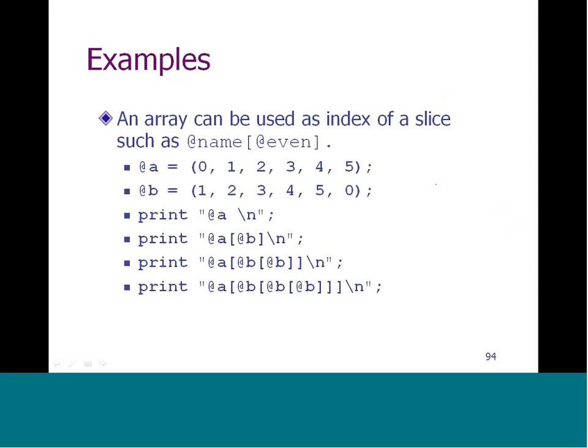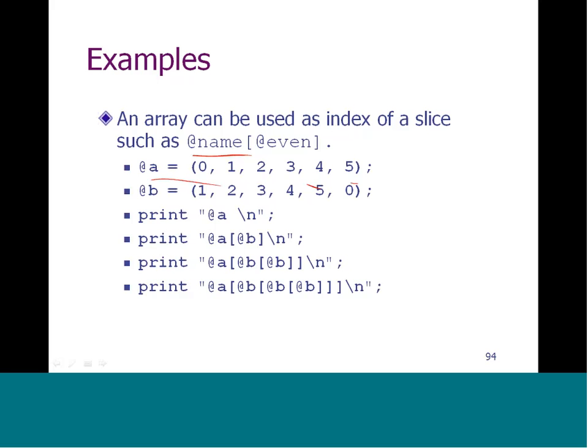So one other key thing to note about the slices, an array itself can be used as an index of a slice. So here the example is $name and it has the index of $even, which is also another array. So here is another example. $A is defined as 0 1 2 3 4 5, and B is actually just one shift to the left, which is 1 2 3 4 5, and then a 0.